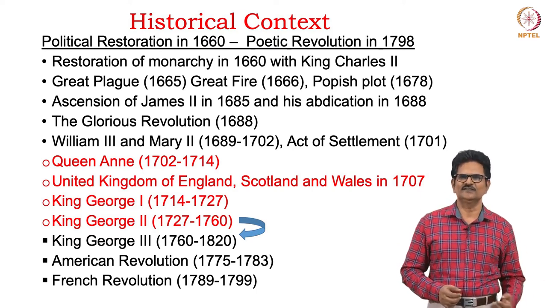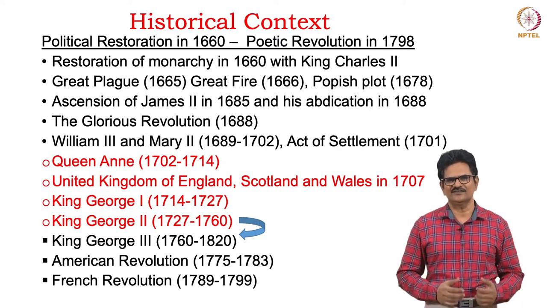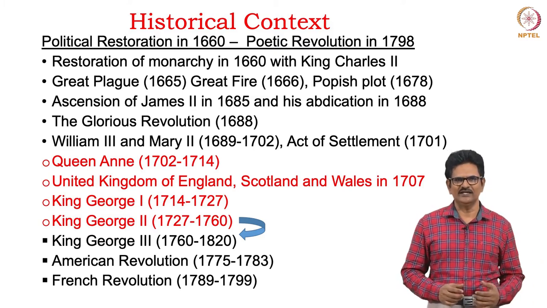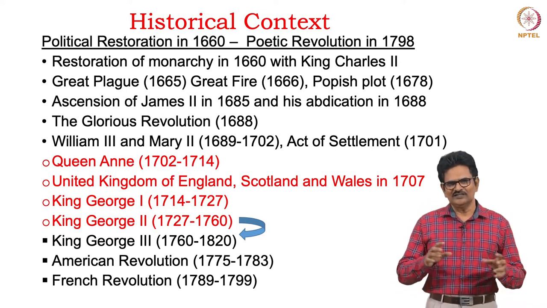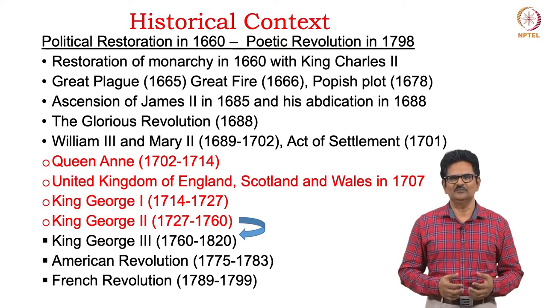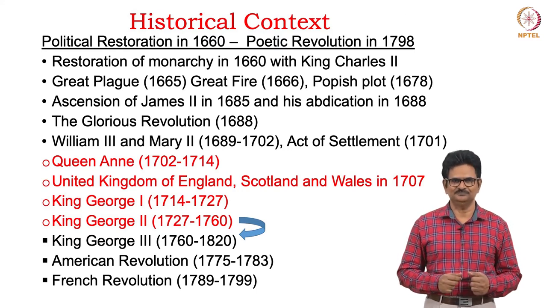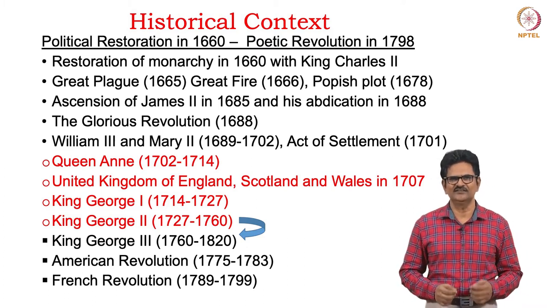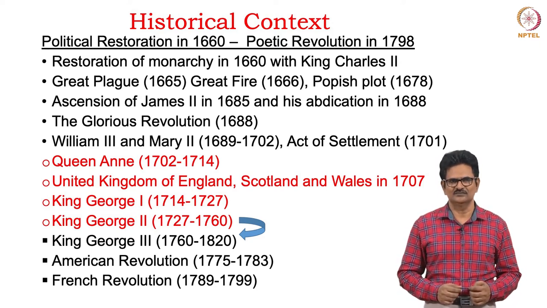First, we notice this restoration of monarchy in England with the arrival of King Charles II as the King of England. Then we have certain social events like the Great Plague in 1665 and the Great Fire in 1666, and also a kind of rumored popish plot to create problems in society, particularly to remove the king. That is in 1678. We also have the ascension of James II in 1685 and his abdication in 1688.